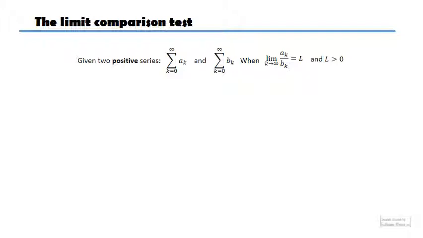Okay, so I take two series and I take the limit of one divided by the other as k goes to infinity, and it gives me a value, a limit that's bigger than 0, an actual finite limit. Then, if one series converges, so does the other one. Simple as that. And if one series diverges, then so does the other one.